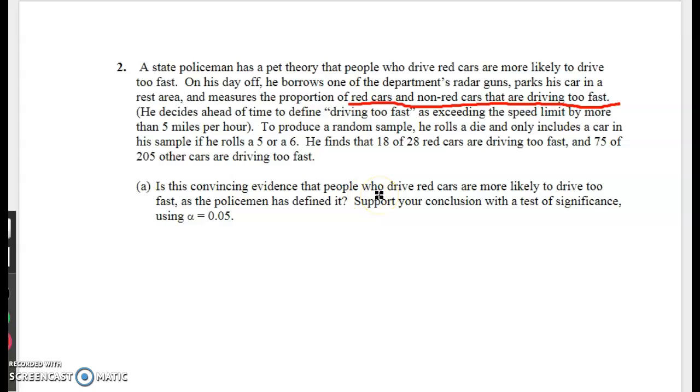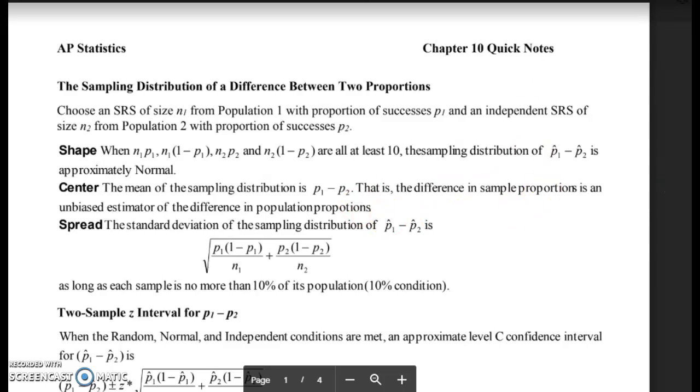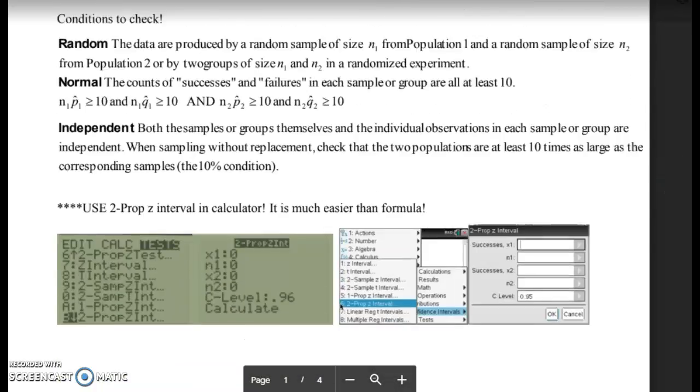Is this convincing evidence that people who drive red cars are more likely to drive too fast? Support your conclusion with a significance test using alpha equal to 0.05. So let me flip back to the notes real quick. So if I look at these notes and I go to significance tests.